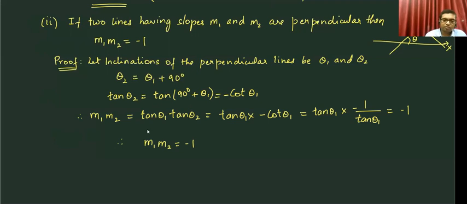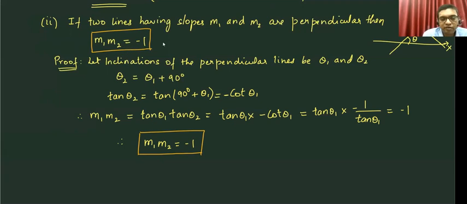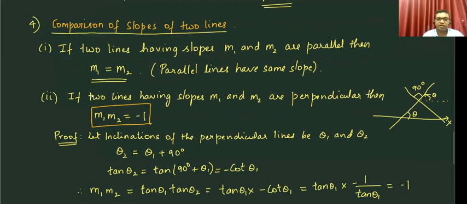Don't worry about trigonometric identities right now, even if you are not clear on these. Our main result is this. You remember this. When we do trigonometry, this is a very simple thing. It's not a big thing. If two lines are parallel, their slopes will be equal. If two lines are perpendicular, the product of slopes will be -1.